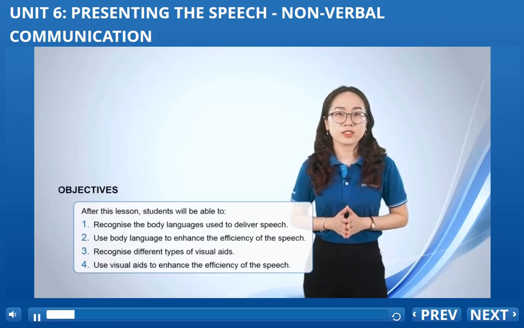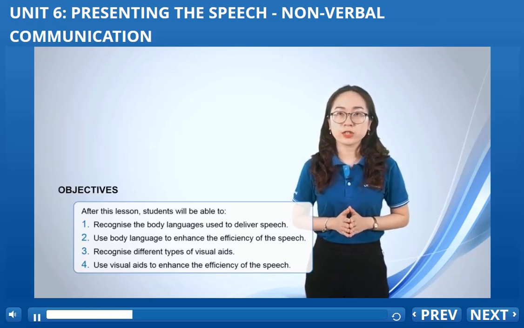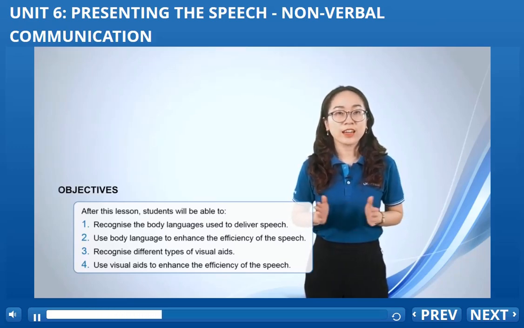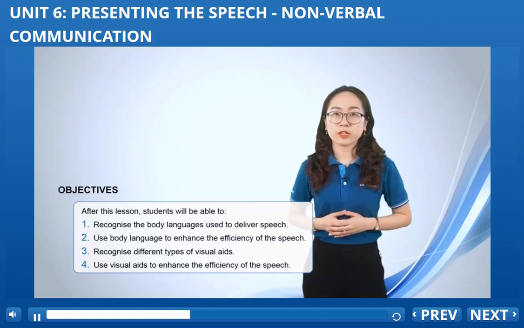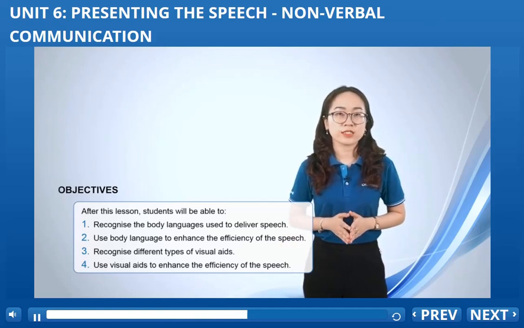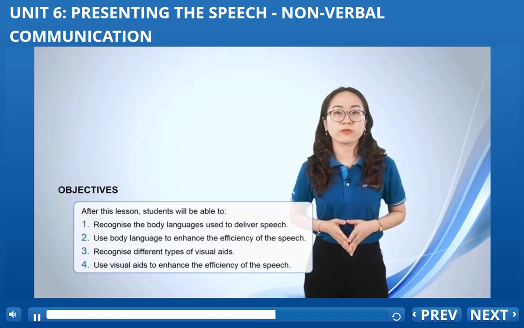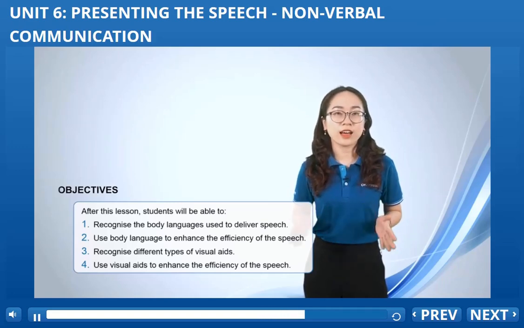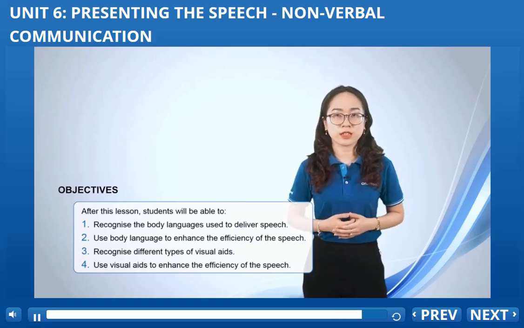After this lesson, the student will be able to, first, recognize the body language used to deliver a speech. Next, use the body language to enhance the efficiency of the speech. Next, recognize different types of visual aids. And last, how to use the visual aids to enhance the efficiency of the speech.